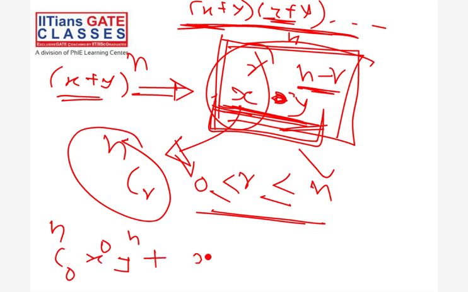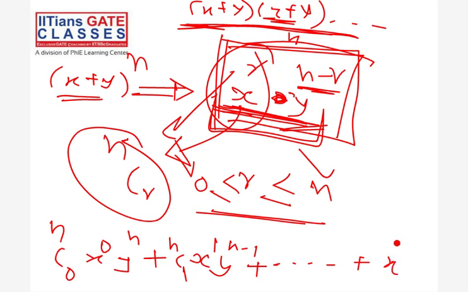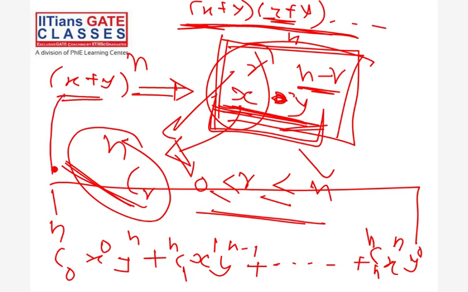Plus, now let's see when r takes value 1. Then we get x power 1 and y power n minus 1. Again, how many of these terms are possible? We already know: nC1, because r is equal to 1. This way we can go, and finally, when r becomes n, we get x power n, y power 0. Again, we already know how many of these terms are possible: nCr. You can put r equal to n, so this will be nCn. So this is the final expression for x plus y power n.